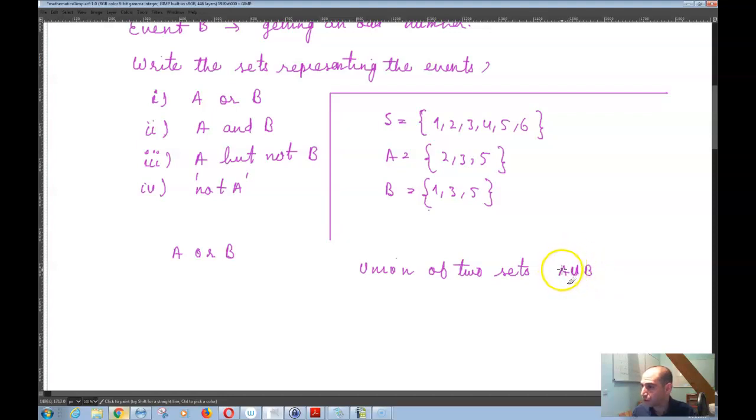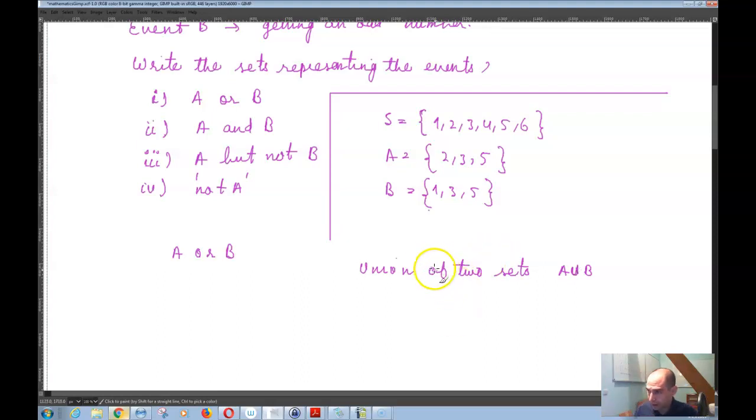So, when the sets A and B are two events associated with a sample space, that's the word I was looking for, then A union B is the event either A or B or both. And this event A union B is also called A or B.